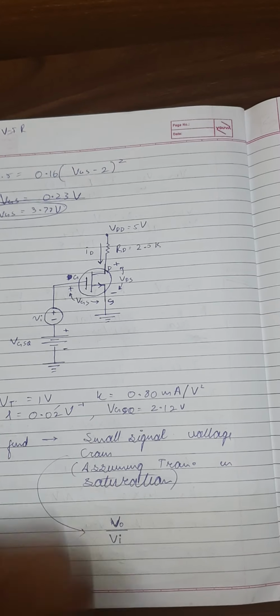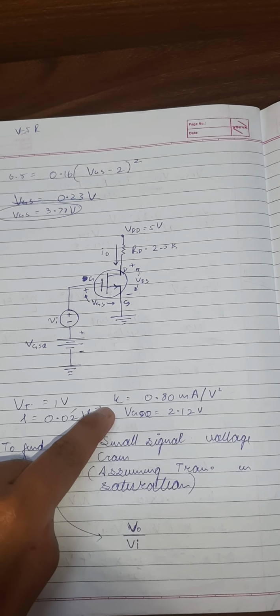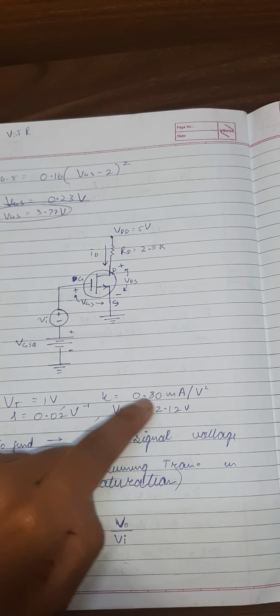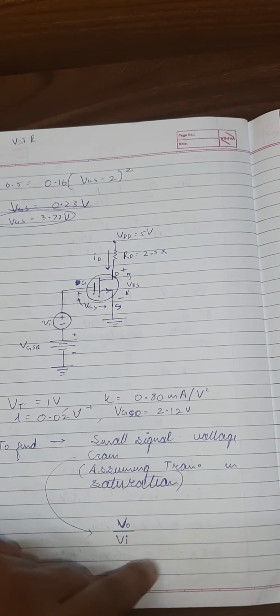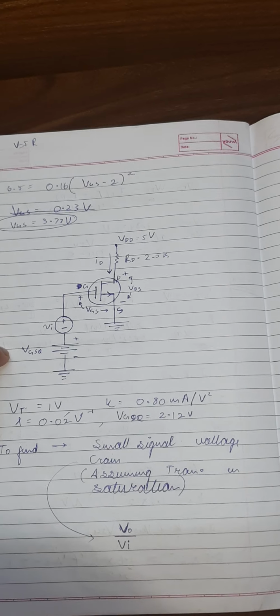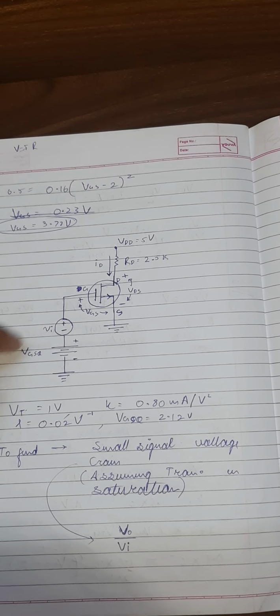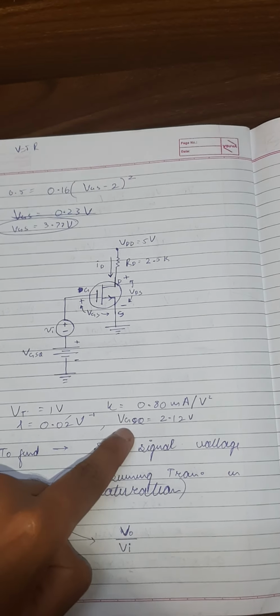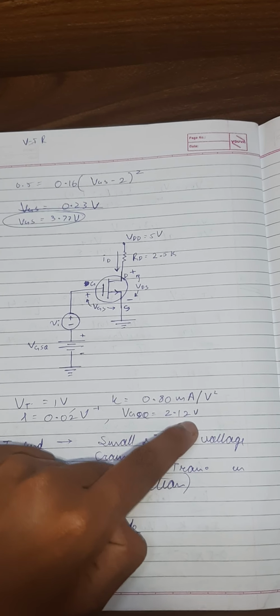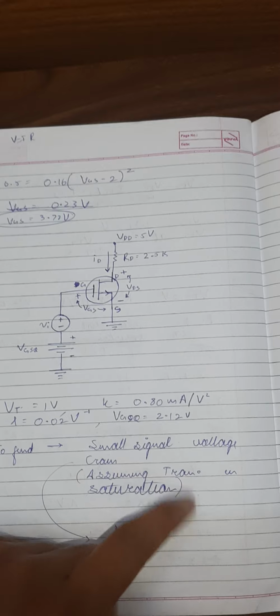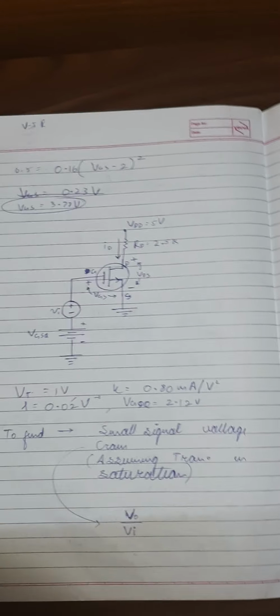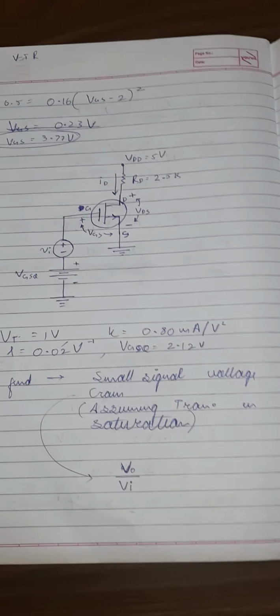Here K has a value of 0.8 milliampere per volt square, and lambda is 0.2 volt inverse. VGSQ, the DC voltage, is given as 2.12 volts. What do we have to find? The small signal voltage gain.